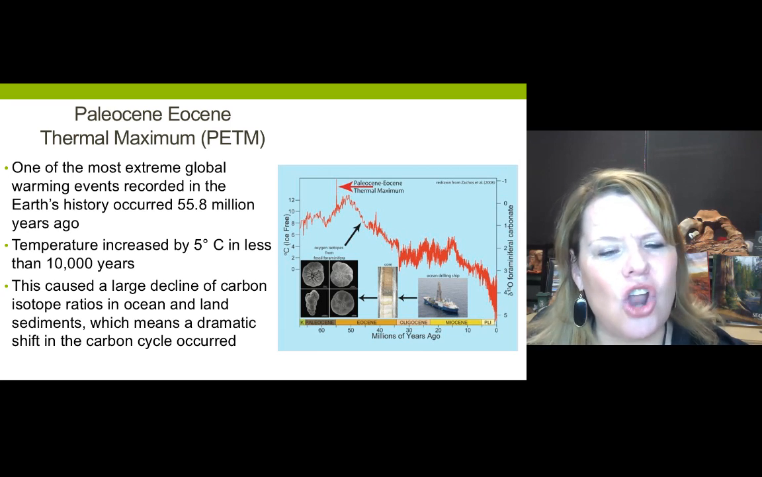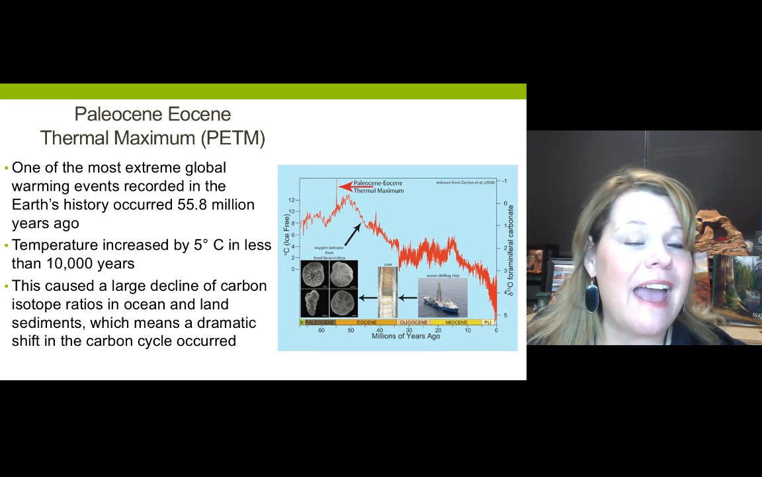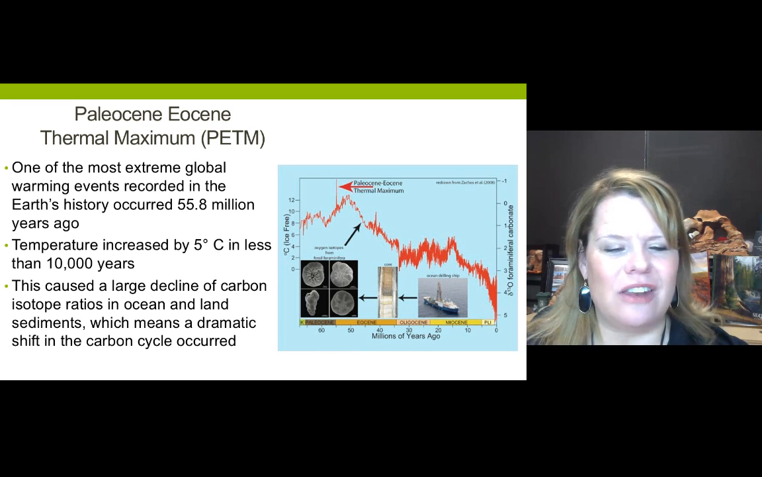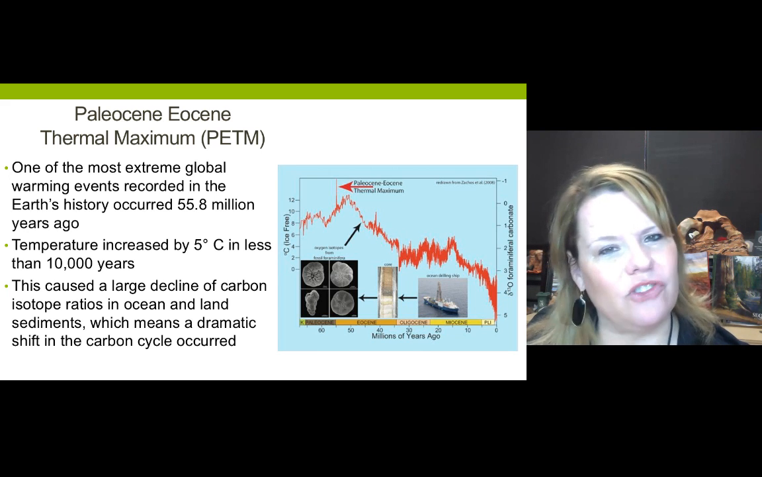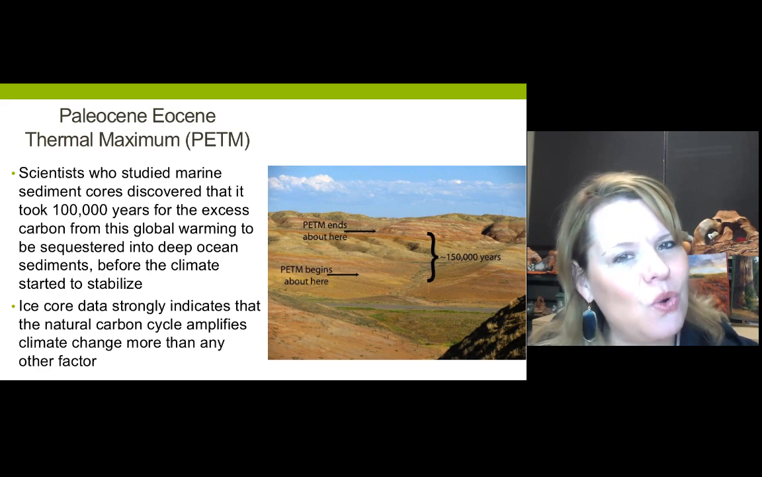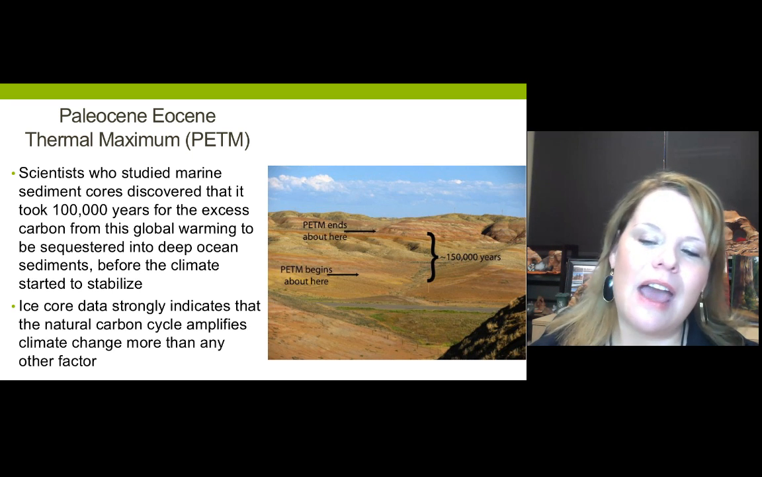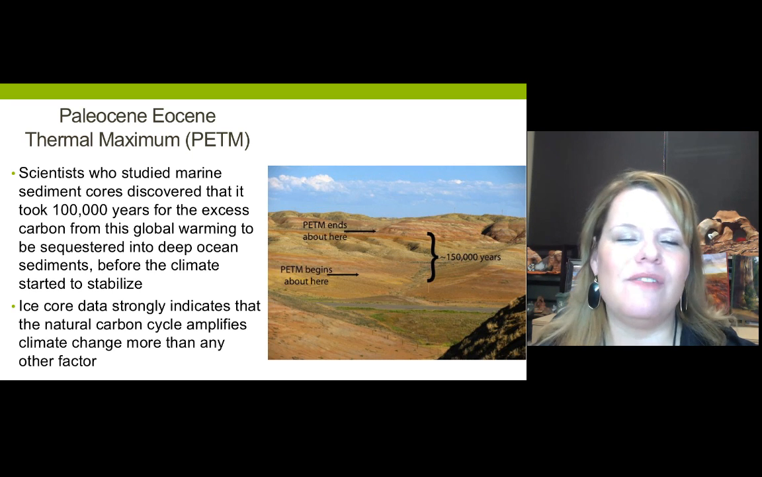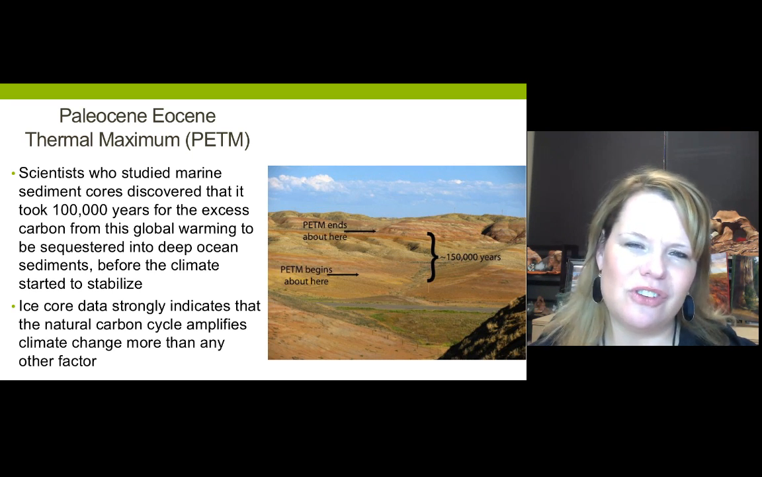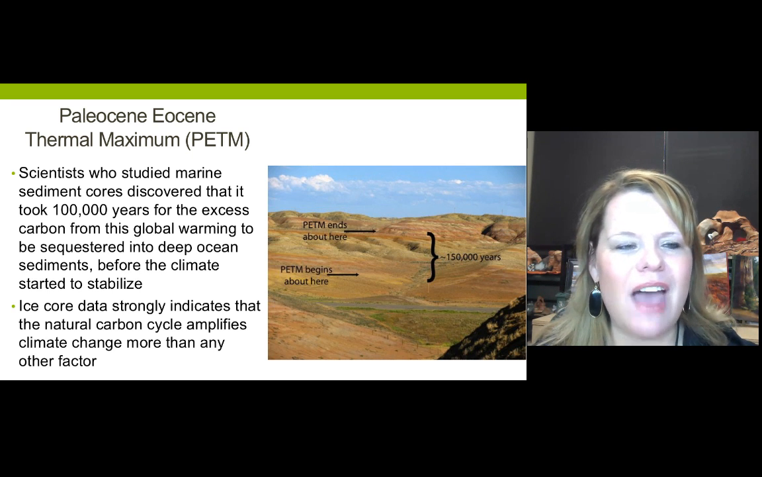This caused a large decline of carbon isotope ratios in the ocean and land sediments, which means there was a dramatic shift in the carbon cycle. To be exact, too much carbon. So a global warming or climate change occurred. So when you're looking at this picture right here, we're looking at just about 150,000 years of deposition of sediments that represents this crazy global warming event.